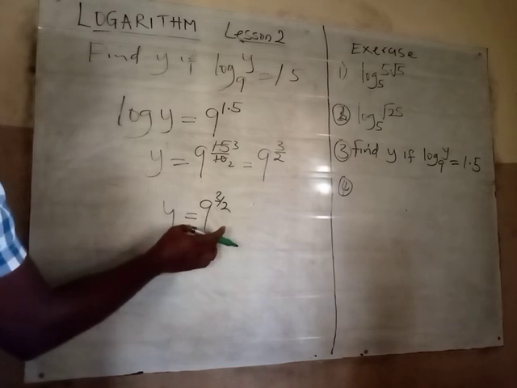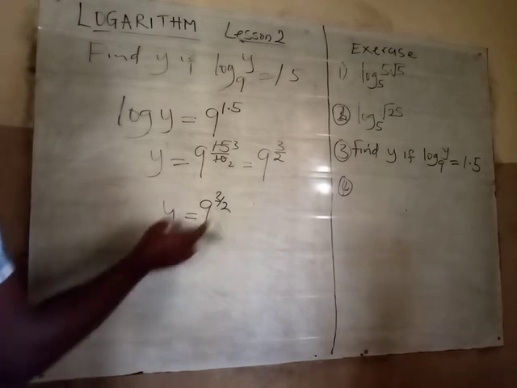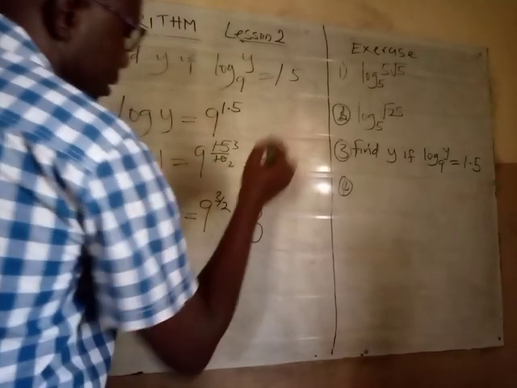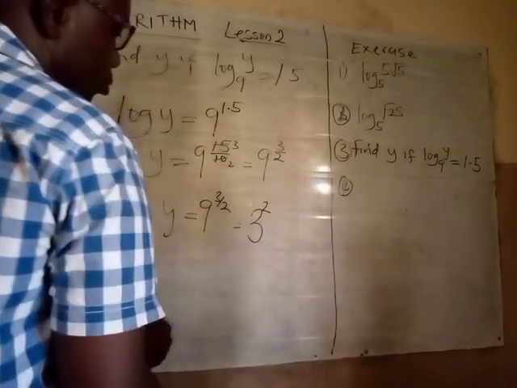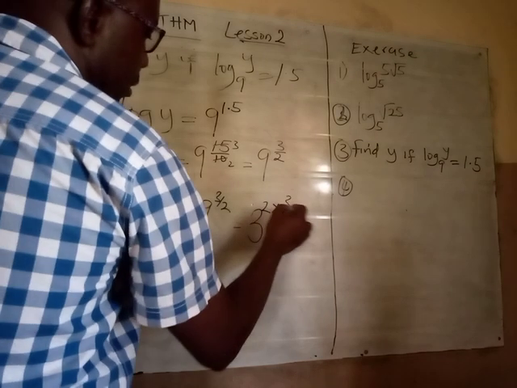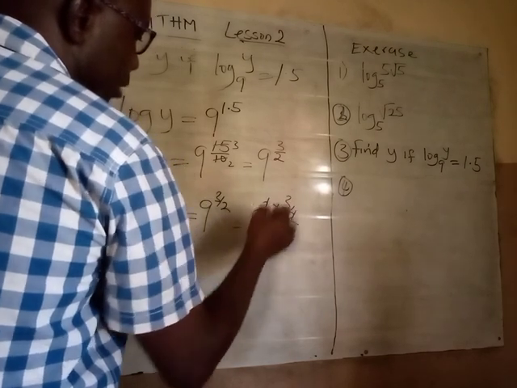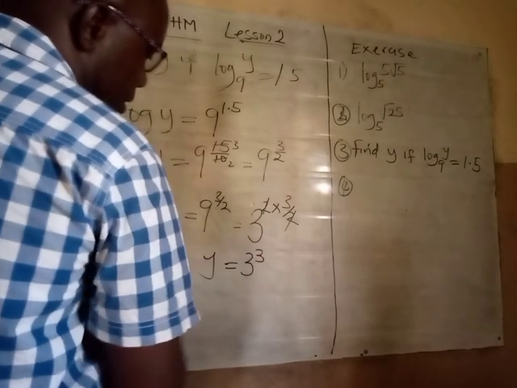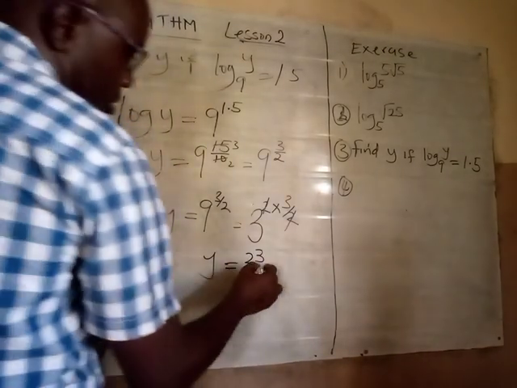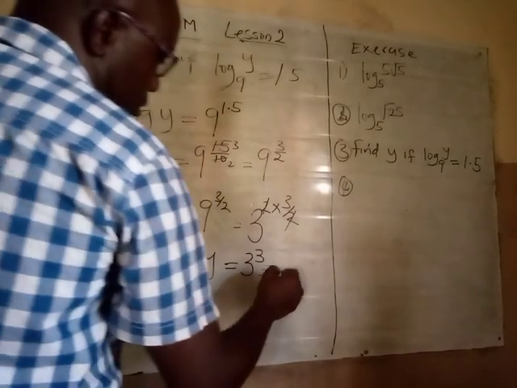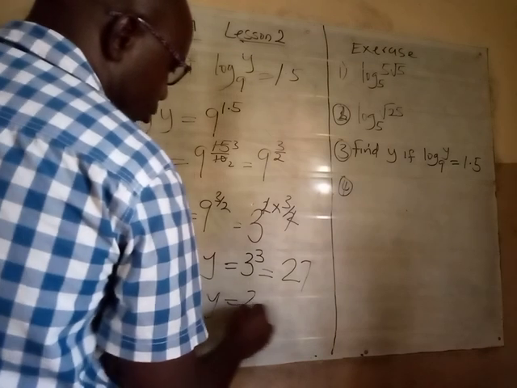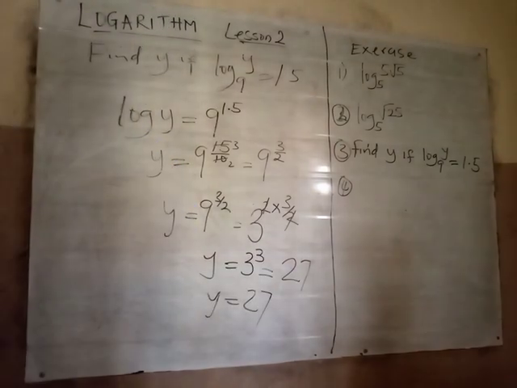Actually, with the rule of indices, we can reduce this: 9 is the same thing as 3 raised to power 2, times 3 over 2. When you cancel that, you are left with 3 raised to power 3. So y is equal to 3 raised to power 3. Or you can simplify further by multiplying that out. So y is equal to 27.